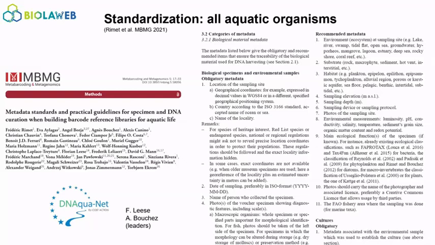So Agnès Bouchez and Florian Leese were co-leaders of this nice action, and there was a nice group of how many people? Maybe 400, yeah, 400 people. So it was really an extremely enthusiastic group with lots of exchanges. And this is one of the examples of output that we had in this nice COST action.